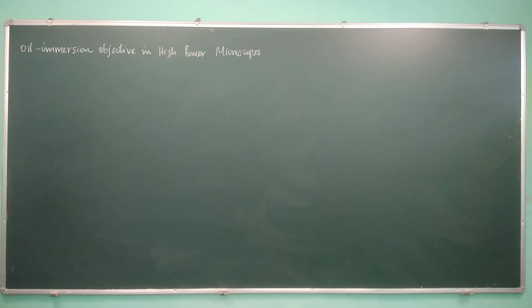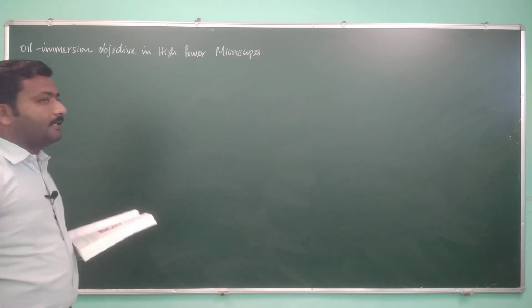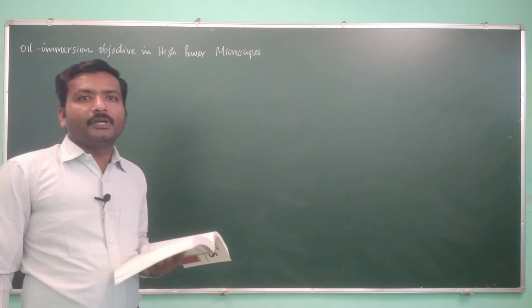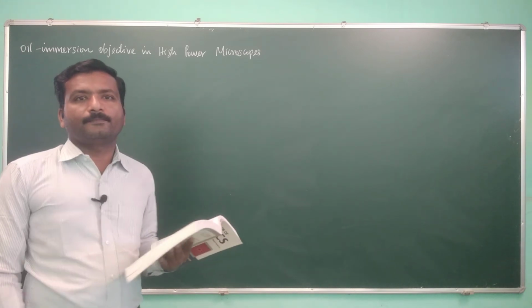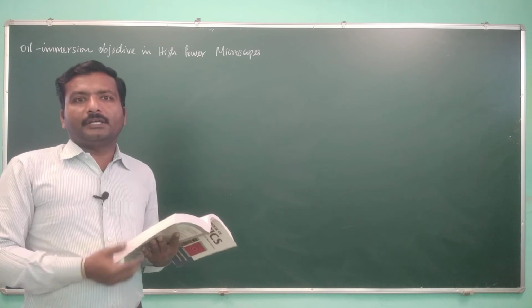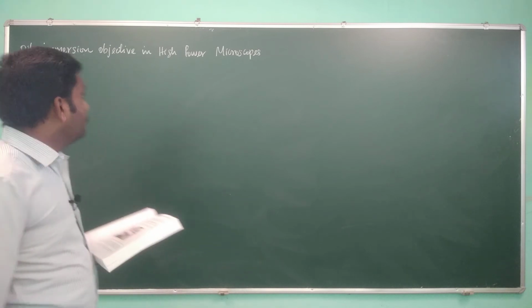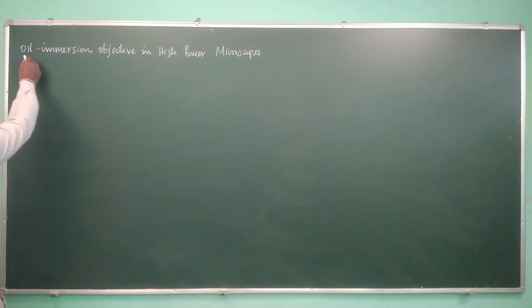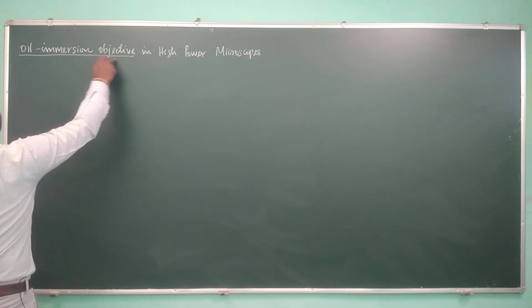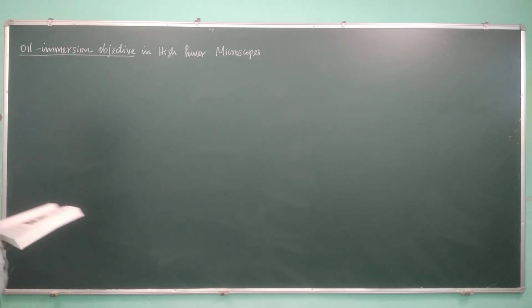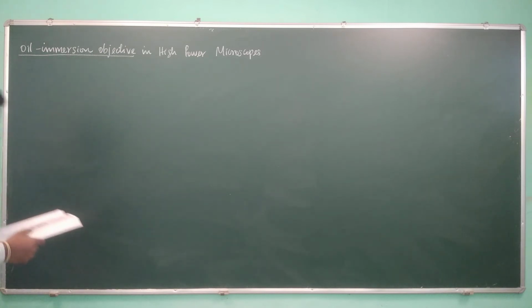So, oil immersion objective in a high power microscope. What is an objective? The objective is the lens which is present near the object, and another lens is placed near the eyepiece in a microscope. Okay, so this term, oil immersion objective, right? Objective is a lens, and there is a term oil immersion objective. In this domain only, the aplanatic lens plays a vital role.